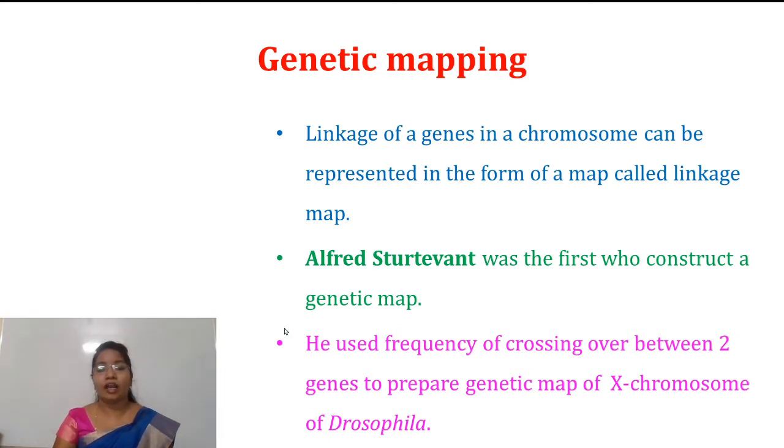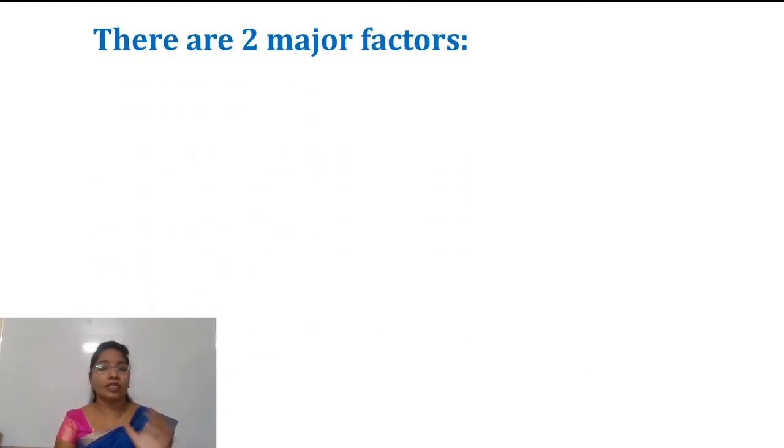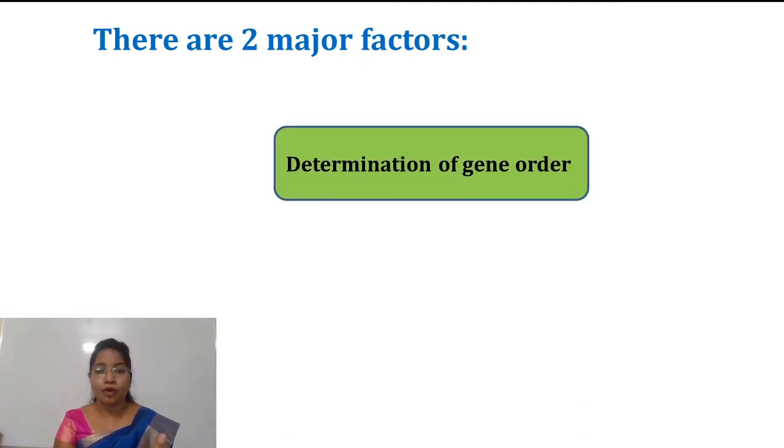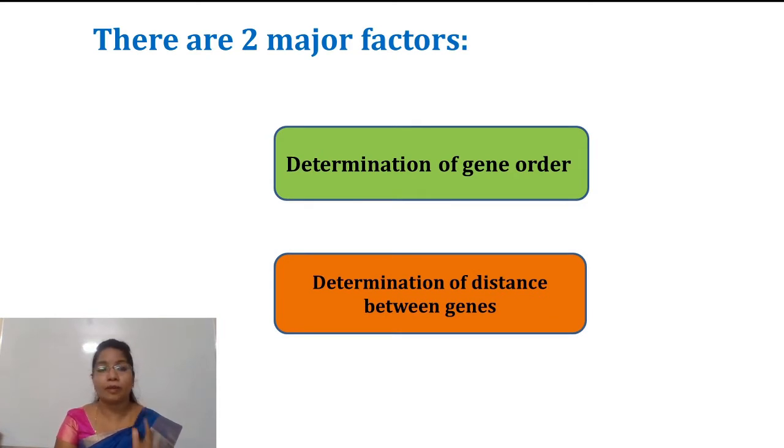Okay, so the scientist Alfred Sturtevant was the first who constructed a genetic map. He used the frequency of crossing over between two genes to prepare a genetic map of the X chromosome of Drosophila. So, for the construction of a genetic map, there are two important factors. We have to know first the gene order, and secondly the distance between genes. If we know the gene order and the distance between two genes, it is possible to construct a gene map.